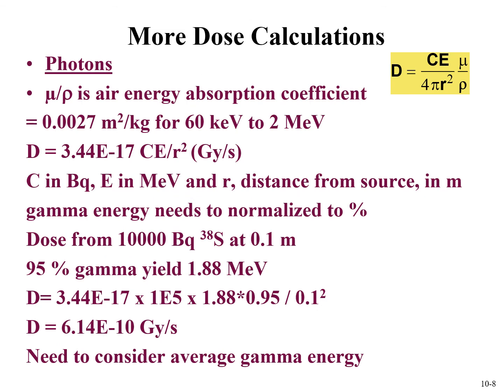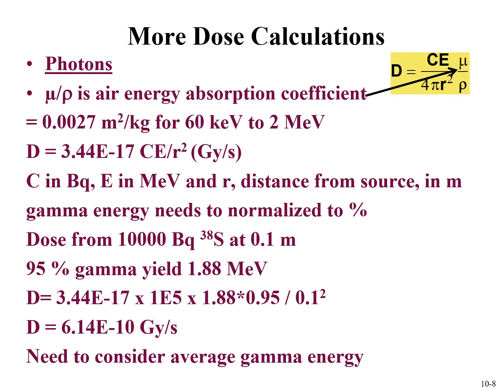We can use a different equation for calculating dose from photons. The equation is listed here, and it contains different terms. One is the air absorption coefficient, mu divided by rho, shown here. This is a coefficient that describes the absorption of photons by air, and the values are listed here. And this is generally consistent from 60 keV to 2 MeV. So for most photons that would be released from radioactive isotopes, this value can be utilized.